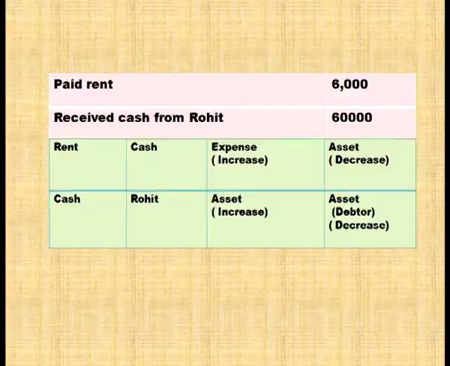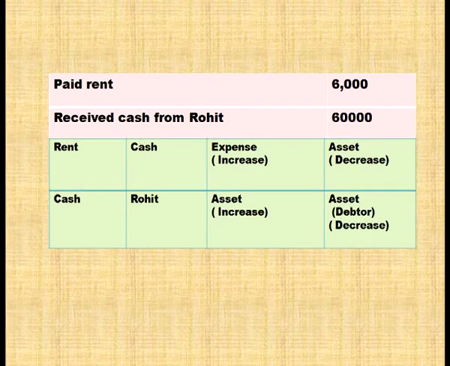Paid rent. Rent is an expense and cash is going out of the business. Expense increases, so it will be debited. So, rent account is debited. Cash is an asset and it is decreasing, so it is credited. Rent account debit, cash account credit.